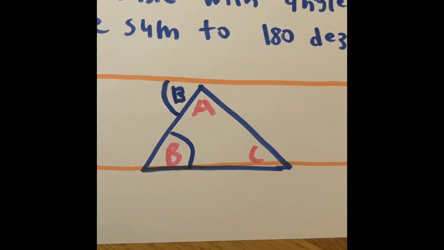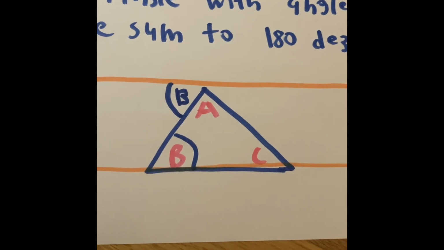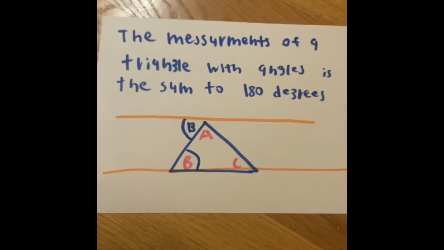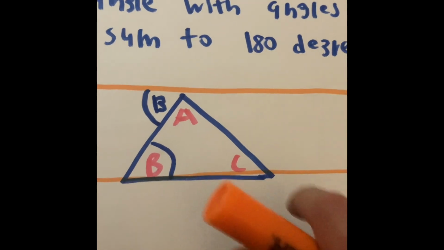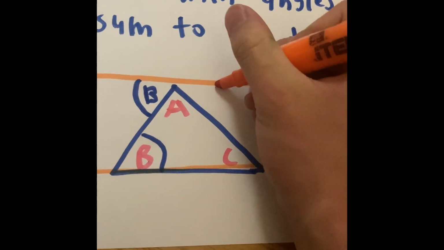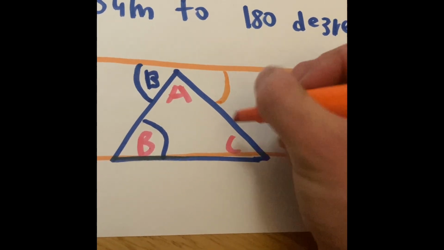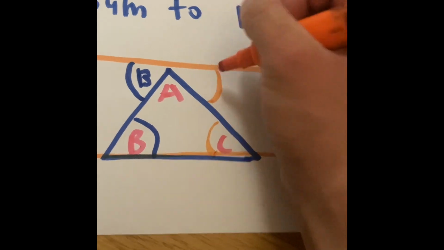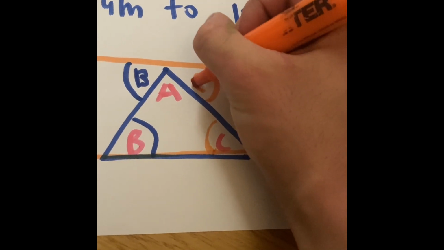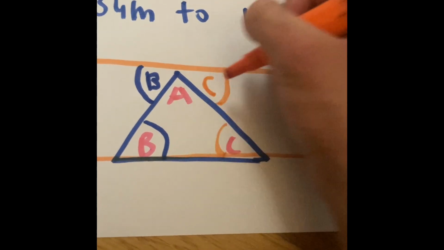The same thing also applies for C. If these lines are parallel and will never touch each other, C and this angle right there are alternate interior angles as well. So C and C right there. C, get it? You see?